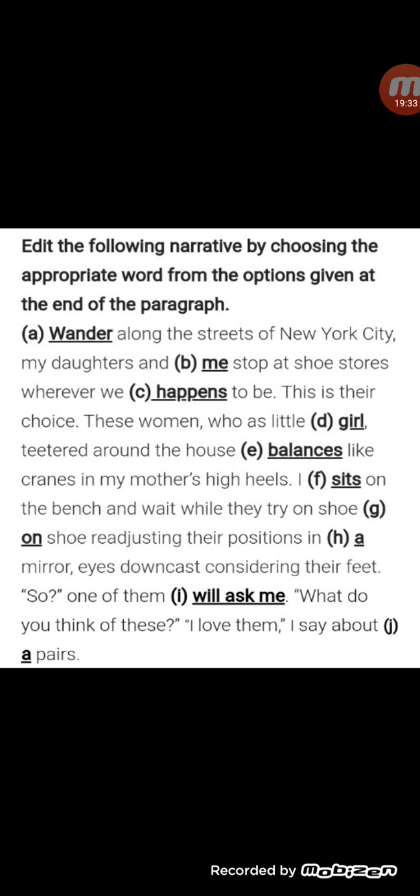Now the last passage is going to be read out and solved. Here edit the following narrative by choosing the appropriate word from the options given at the end of the paragraph. So first of all, underline words. Definitely some edit portion will be done, some correction will be done over the underlined words. So let us read the passage and how to solve this problem.